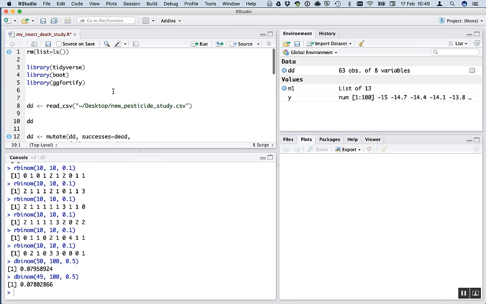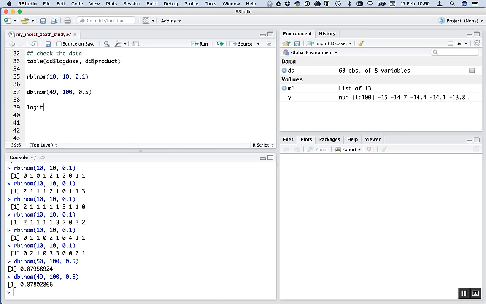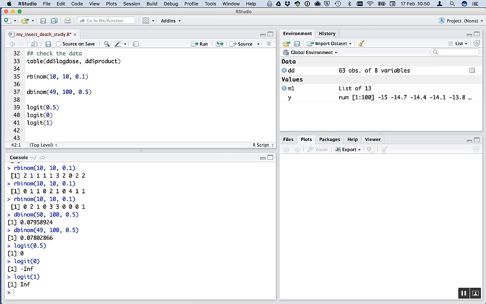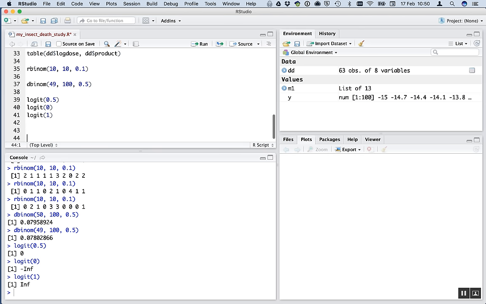In this library here, which I loaded, boot, there's a function called logit. So if we put in 0.5, you get zero, like we saw on that graph. What's the logit of probability zero? Minus infinity. Logit of one, plus infinity. Good, so that's the logit. And that's the binomial family and the logit link function.